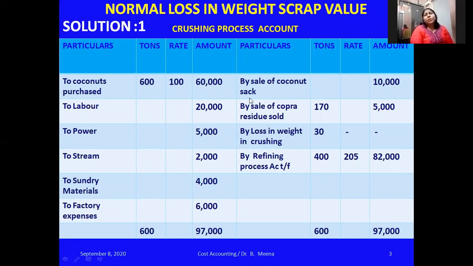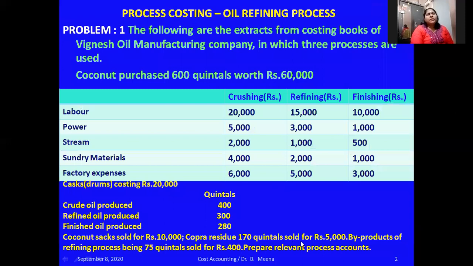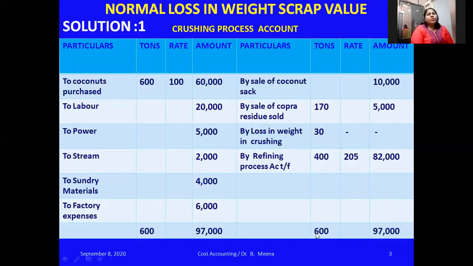Then I'll move on to the credit side. By sale of coconut sack, what is the sale value? 10,000, given in the problem. By sale of copra residue sold. The copra residue sold is given, both how many quintals sold as well as the sale value. So I mentioned the quantity as well as the amount for the sale of copra residue.